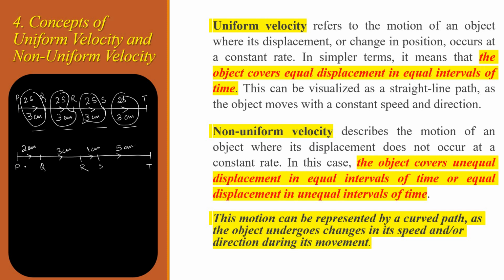In each case it takes the same time, suppose 5 seconds. This is 5 seconds, this is 5 seconds, this is also 5 seconds. So in this case the time is equal, but the displacements are unequal. So it is an example of non-uniform motion.